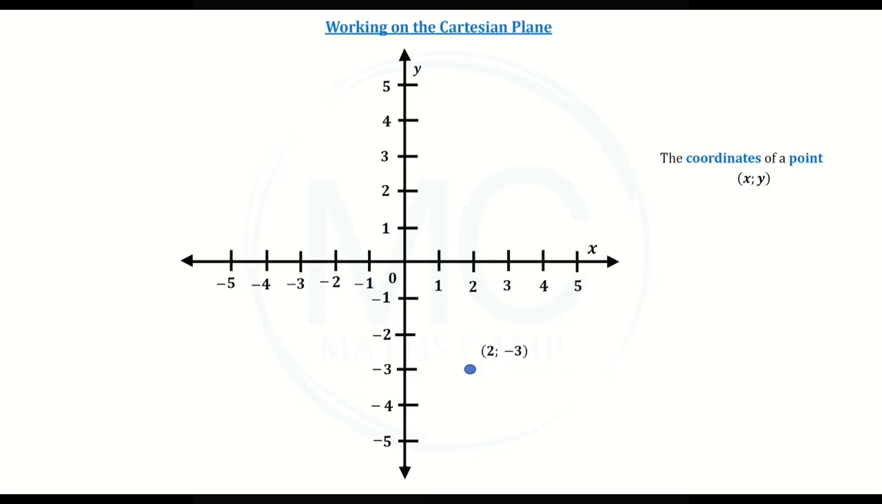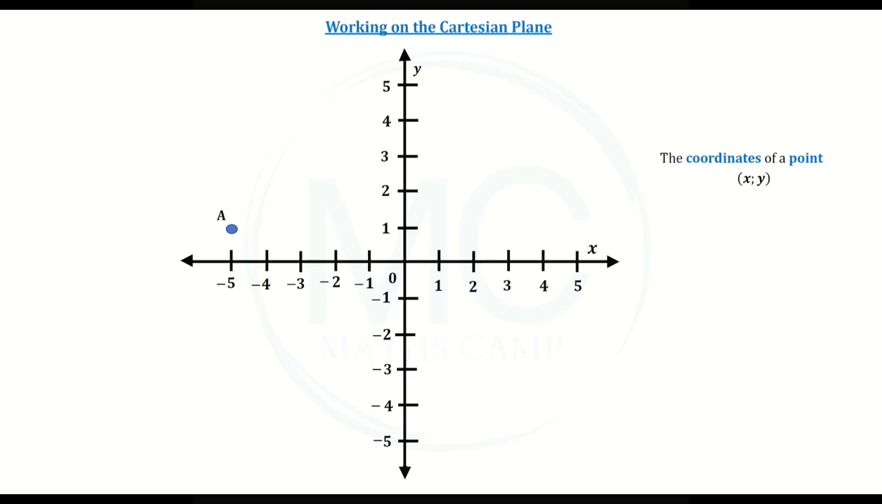The Cartesian plane also allows us to see the position of a point that has already been drawn for us. Let's look at point A. Point A is in the top left-hand side of the page, where x is negative and y is positive.